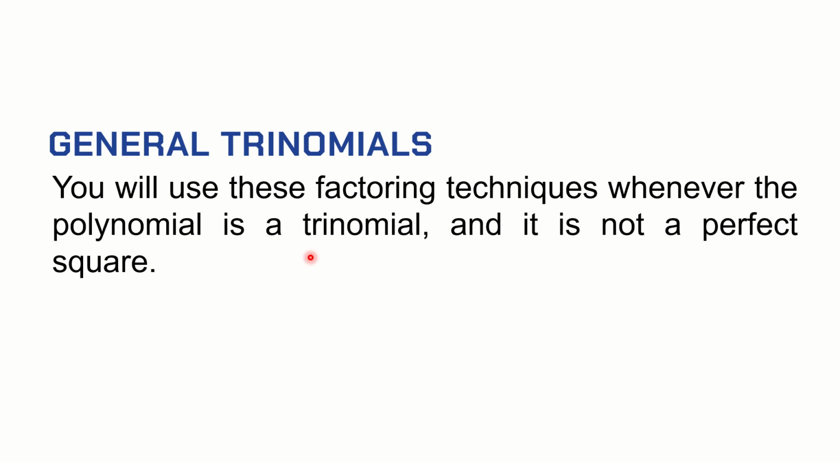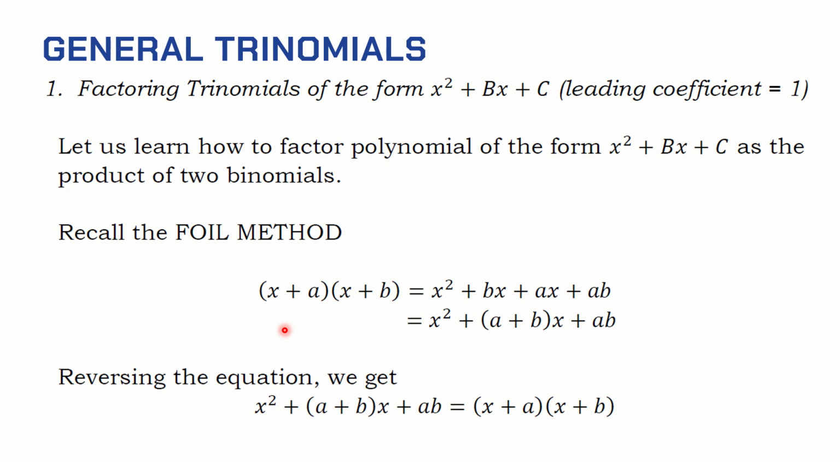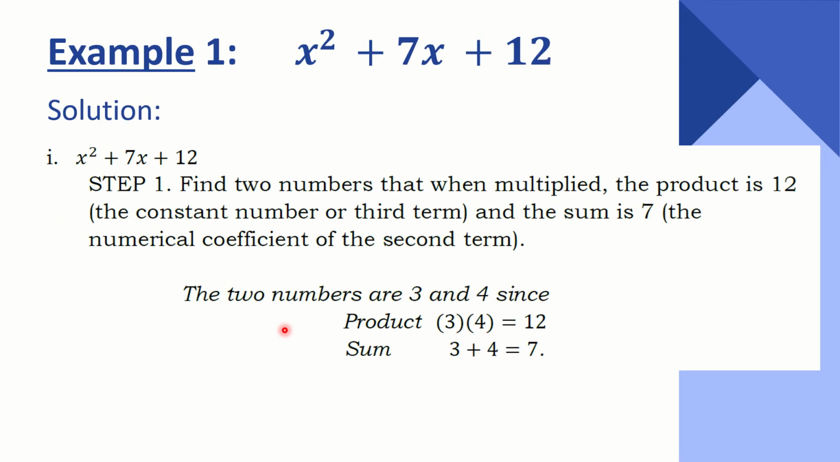In our previous topic, finding the factors of perfect square trinomials is very easy. Kaya ato ra buhaton is square root nato sa first term and sa last term. And after finding the square root, we have to square them. So in this general trinomials, gamiton nato ni siya nga factoring if dili perfect square trinomial. So unsaon nato ni siya? Let's have this example.